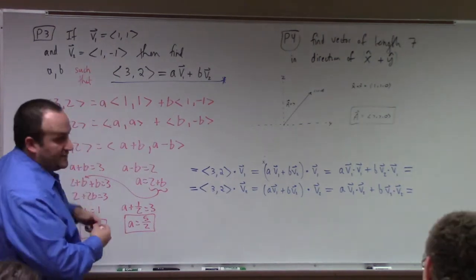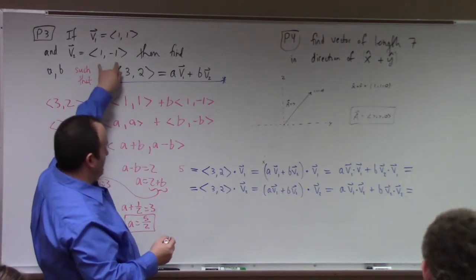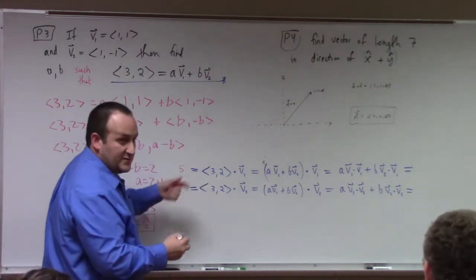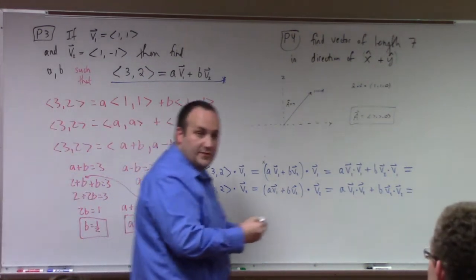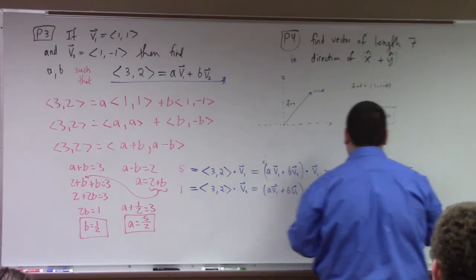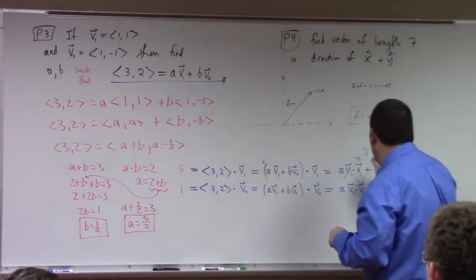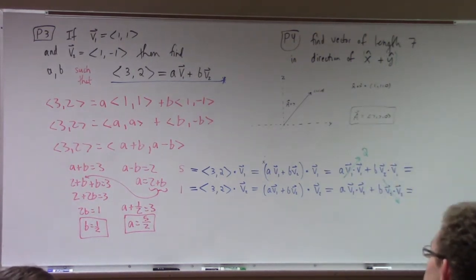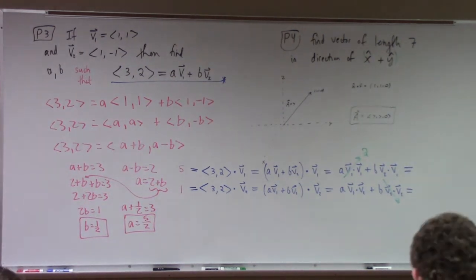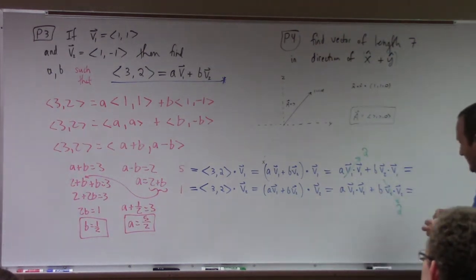3,2 dot v1 is what? It's 5. 3,2 dot v2 is what? 3 minus 2, it's 1. What is v1 dot v1? I think I saw a 2. What's v2 dot v2? No, it's also 2. Sorry. Contrast of 2 and 2, hard to see. What's v1 dot v2?